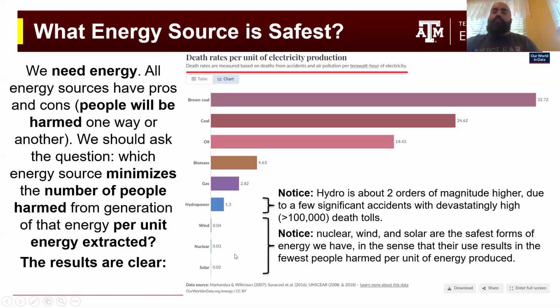And even with solar and wind, there's going to be some death associated with that. If you have people installing solar panels on the tops of houses, some people are going to end up falling off the house and breaking their neck and dying. So even solar and wind is a similar thing.